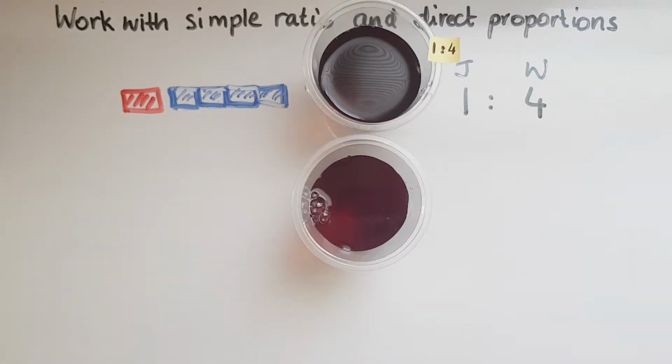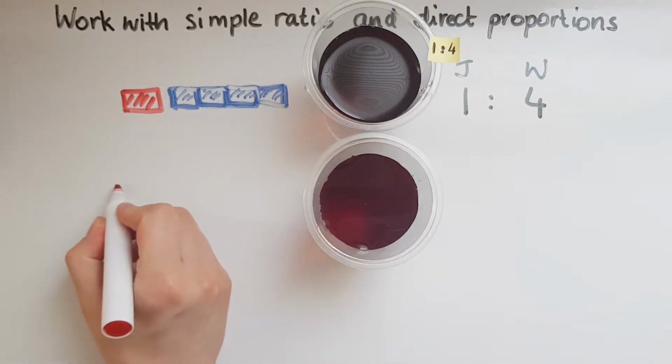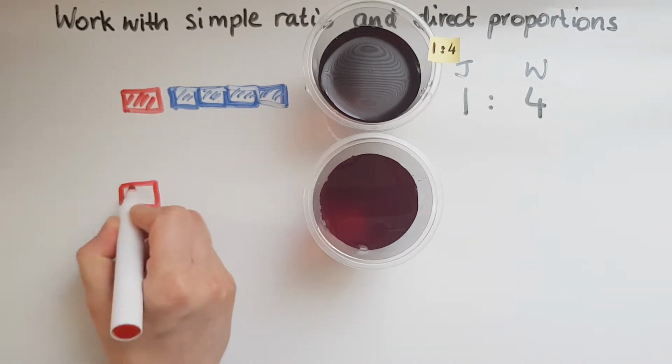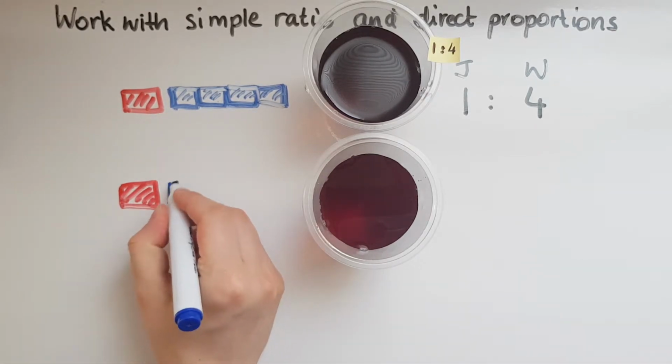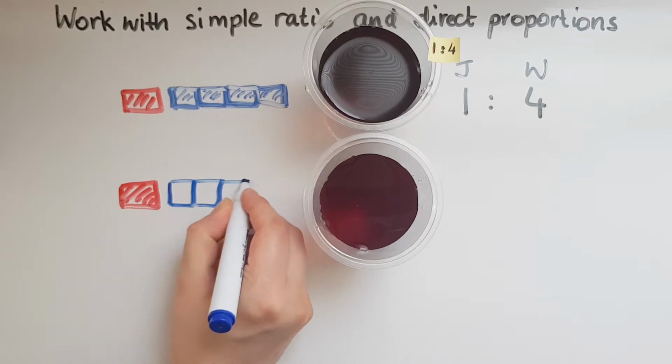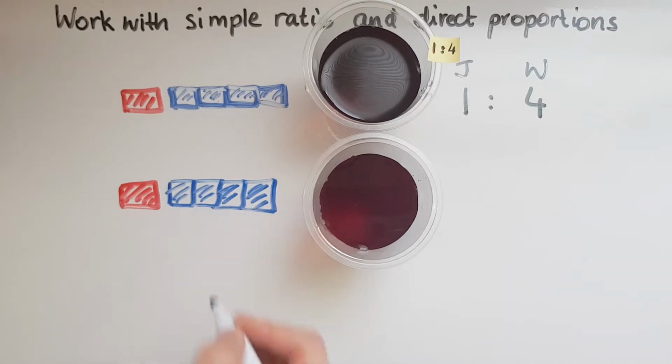And so what did we do? How much did I put all together? How much of each of the ingredients? How much juice and how much water? So I actually mixed again 1 part juice and 4 parts water. So the ratio is the same.